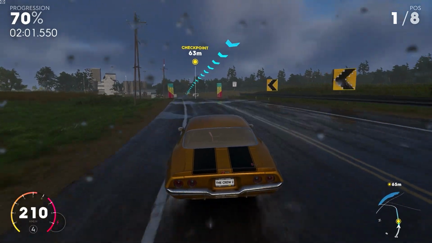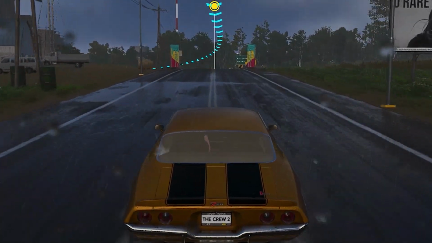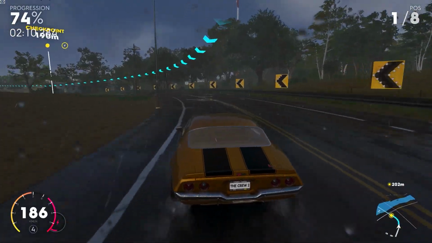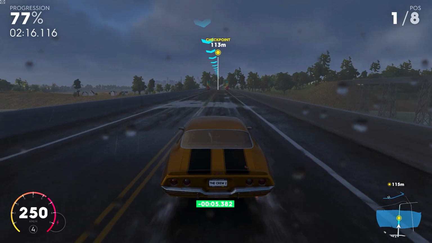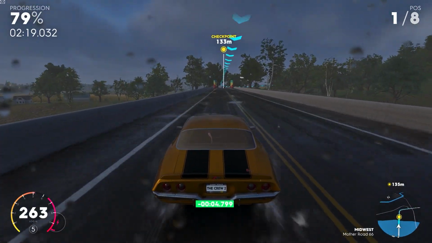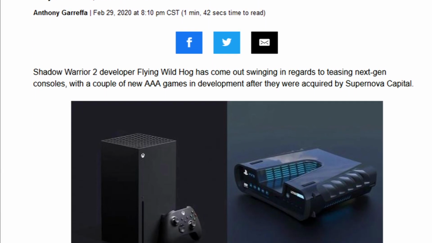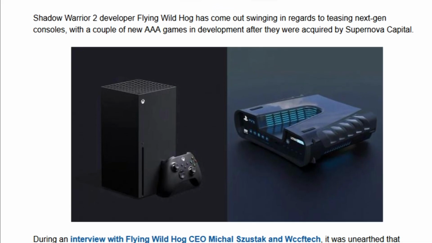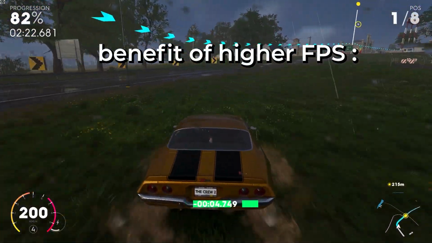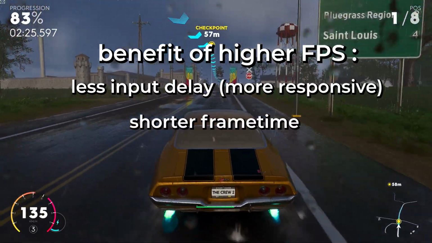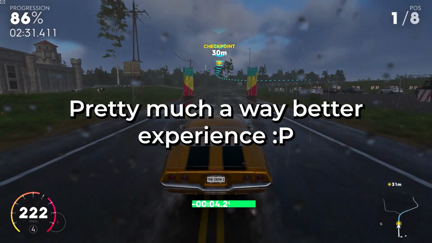So then, what have we learned so far? Input delay, frame time, motion blur. Whoa, yeah, lots of stuff. But to put it simply, here's the reason why 60 FPS is a way better experience and why it is the standard that the video game industry has been pushing. I mean, next-gen consoles like the PlayStation 5 have been promoting how they are able to run great visuals at 60 FPS, and it is for a reason that they keep promoting it. More frames per second, to explain it in a short way, means less input delay, shorter frame time, and smoother video or visuals in general, making it, well, again, a way better experience.